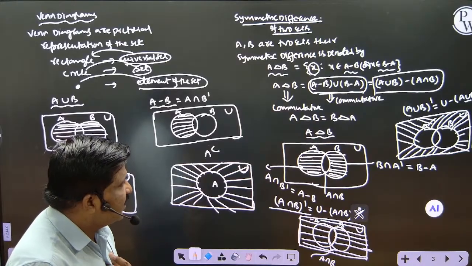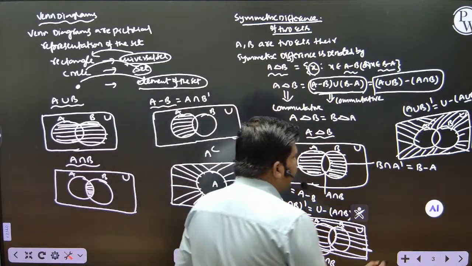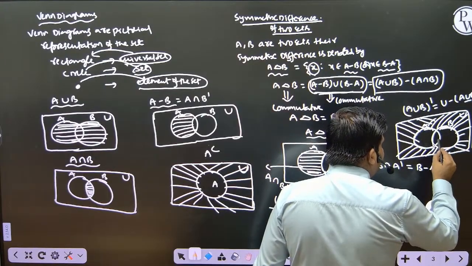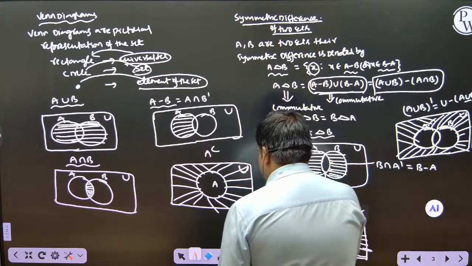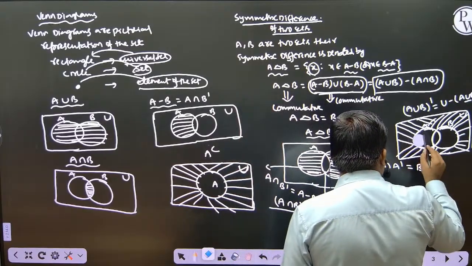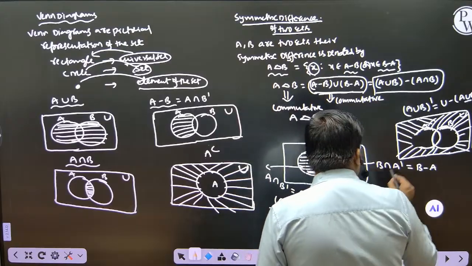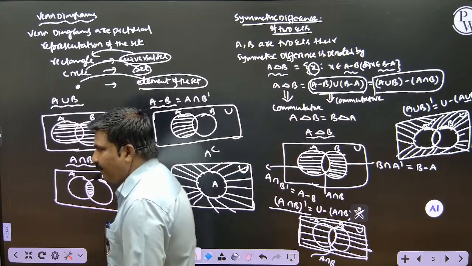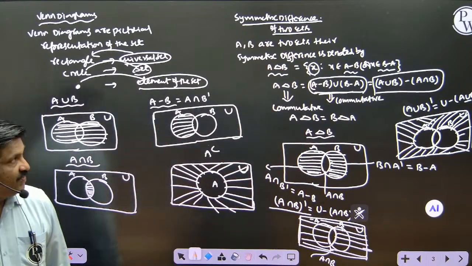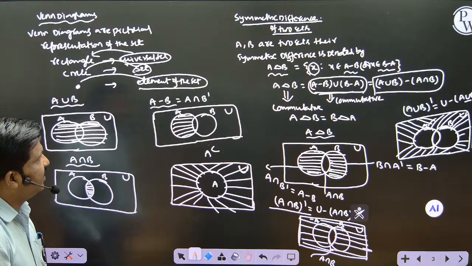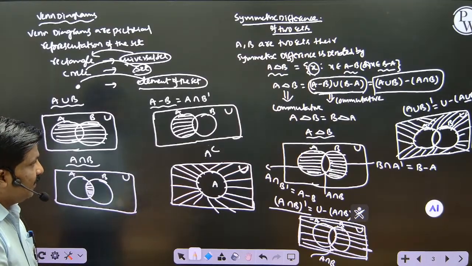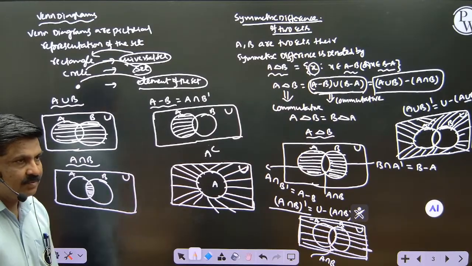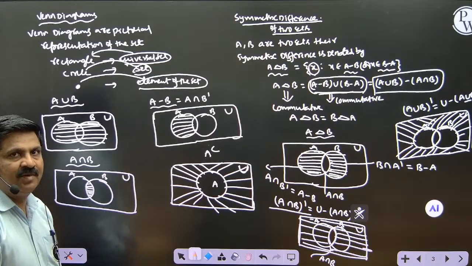From the universal set I deleted A union B. Then I got what? This one, or not? This is the universal set. From that I deleted A. Now these are the Venn diagrams and their representations, symmetric differences. Now the application of sets.